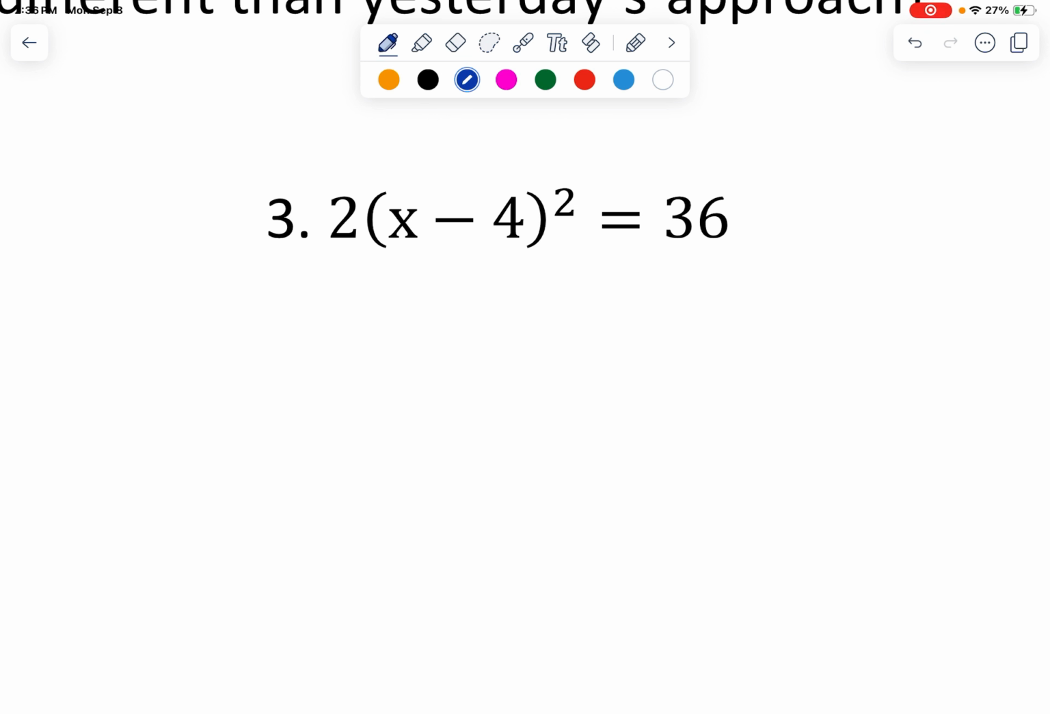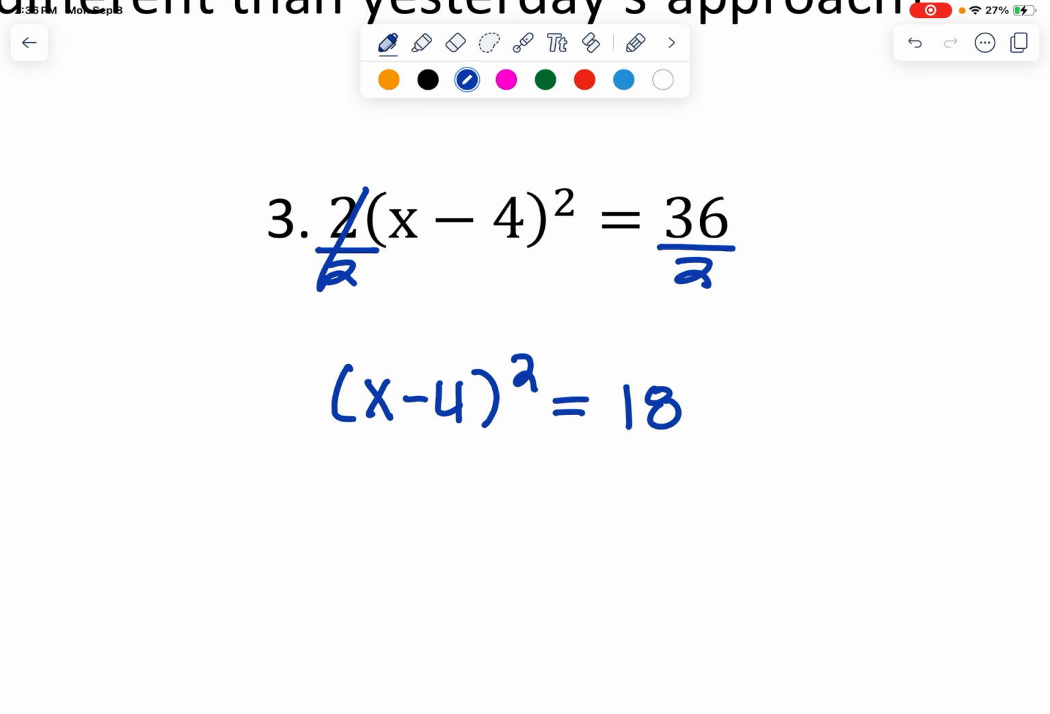Also, please notice you do not see an x squared and an x. So that way I know I can solve by square rooting. It is our easiest method. X minus 4 squared equals 18. And now I can square root both sides.